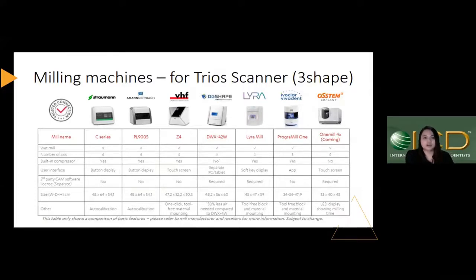This is an example of milling machines that are compatible with the Tri-scanner. The Tri-scanner is an open system, and although it can be used with many different kinds of milling machines, this one already has trusted connections. So these are the selections, and when you choose, you have to look at how many axes the milling machine has. More axes is better. And this one is usually for chair side milling, so it can only do wet milling.